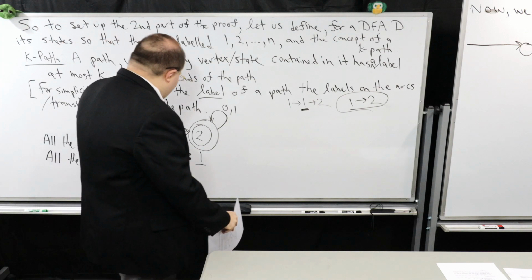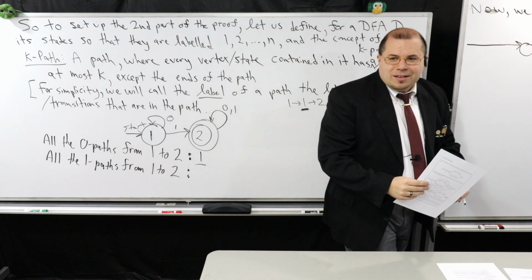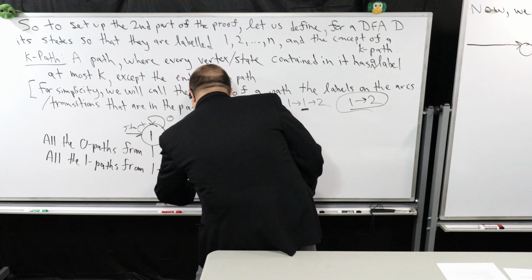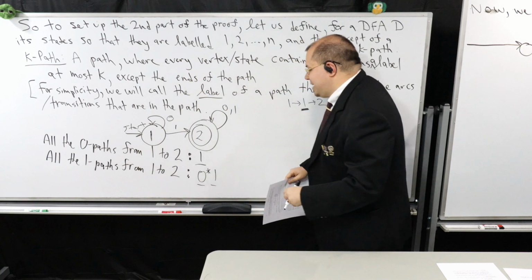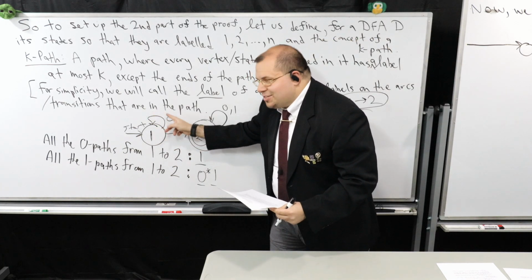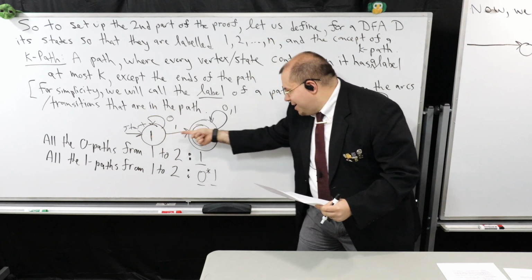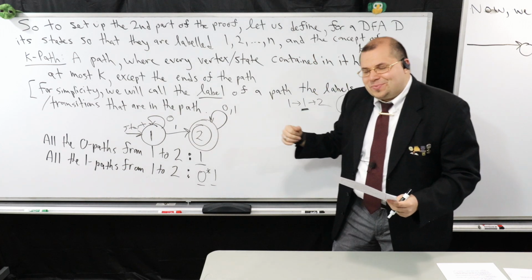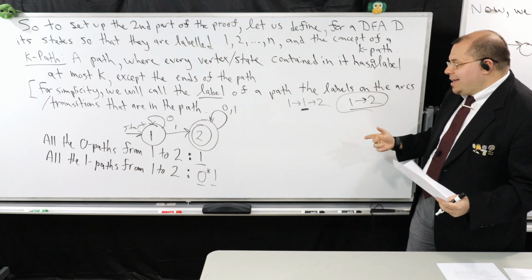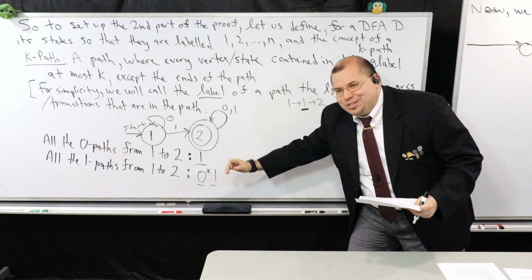Can somebody tell me? Yes. Perfect. That's exactly it. So notice I could use 0 star. So remember, 0 star, so I could take 0 as many times as I like. Then I could go to state 2, right? So this is the path from 1 to 2. It is a 1 path. Any 1 path can be described by this regular expression.